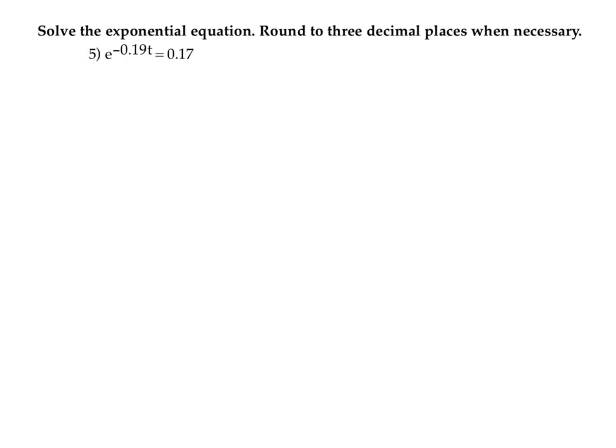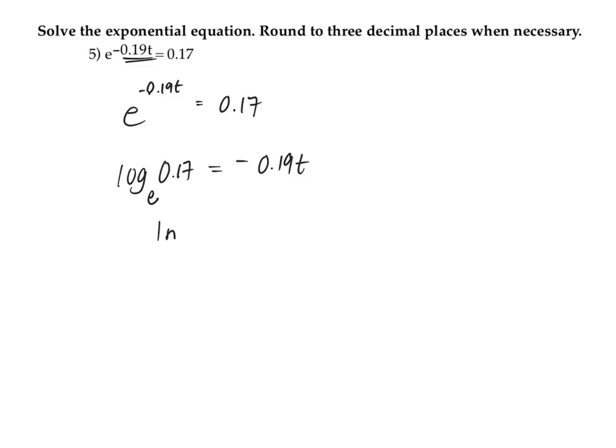Question 5. Solve this. I've got t in the exponent, so maybe let me write this a little bit better. It should be like this. It almost doesn't look like an exponent there, but it is. Okay, to solve for an exponent, I'll use log. So log base e of 0.17 is equal to negative 0.19t. Log base e is the same thing as ln, divided by negative 0.19 is equal to t.